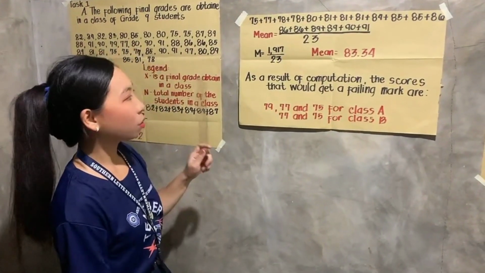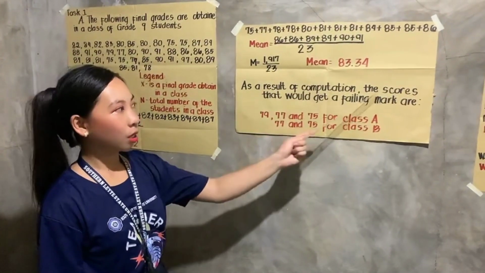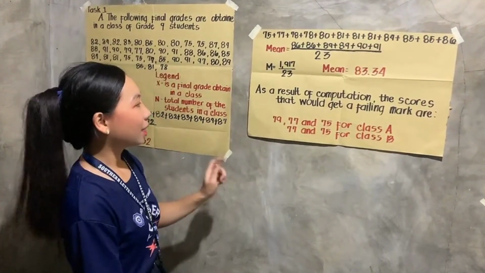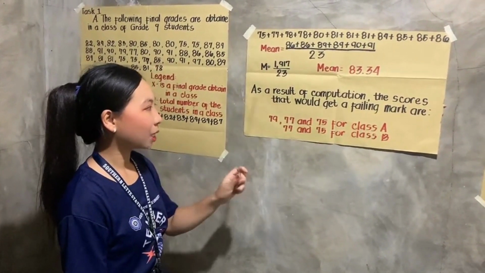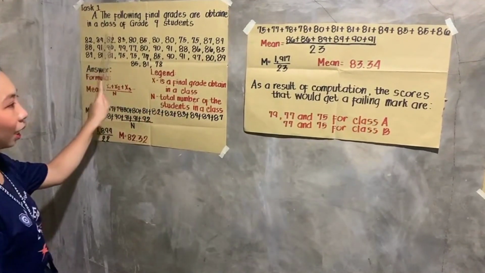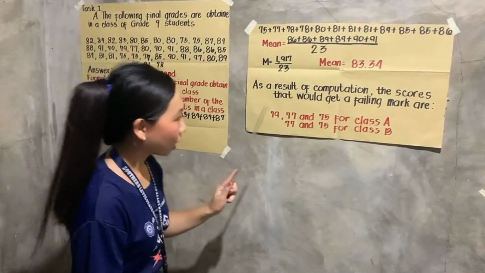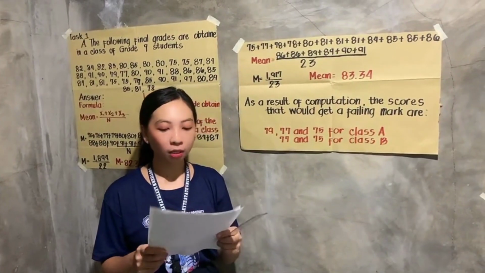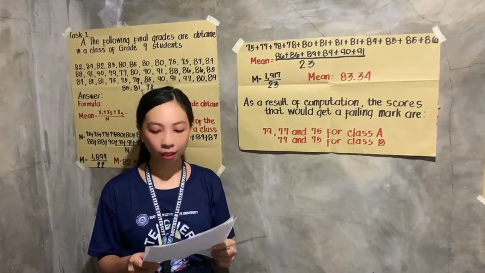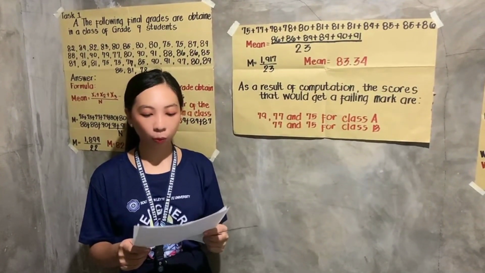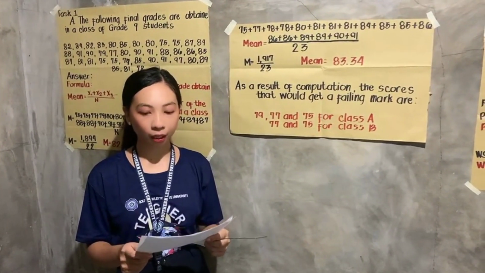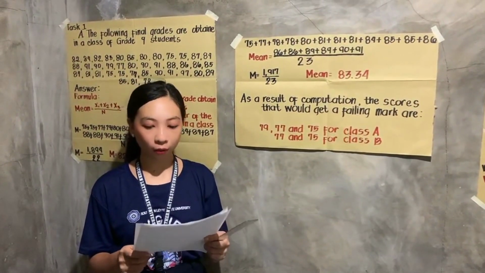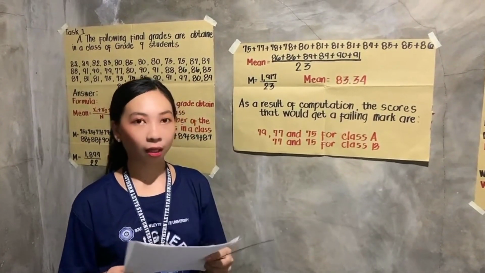83.34. So as a result of the computation, the scores that would get the failing mark are 79, 77, and 75 for class A, and 77 and 75 for class B. So what I can say is it is an unfair grading system. There will be a lot of students who will prefer to enroll in class B, since the grading system is standard and it's very easy to get a higher mark in class B than in class A.